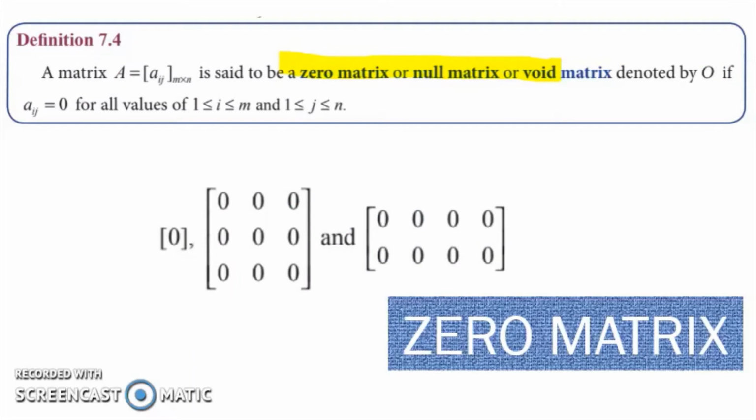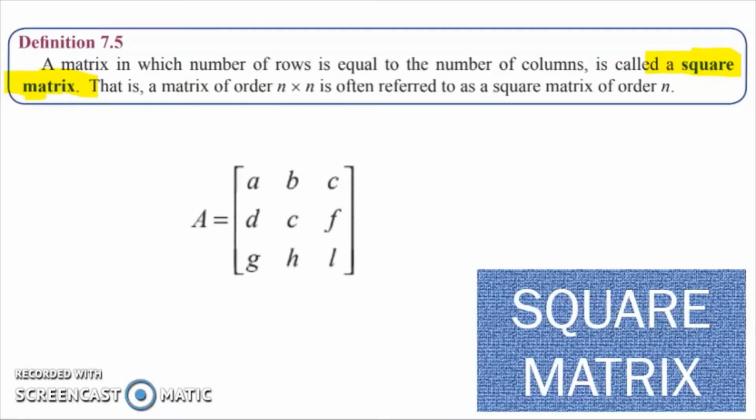Next, let's look at zero matrix. Zero matrix, as the name states, is a matrix which has all its elements as 0. It is also called a null matrix. Square matrix is a matrix that has equal number of rows and columns. So in the order m by n, our m will be equal to n.